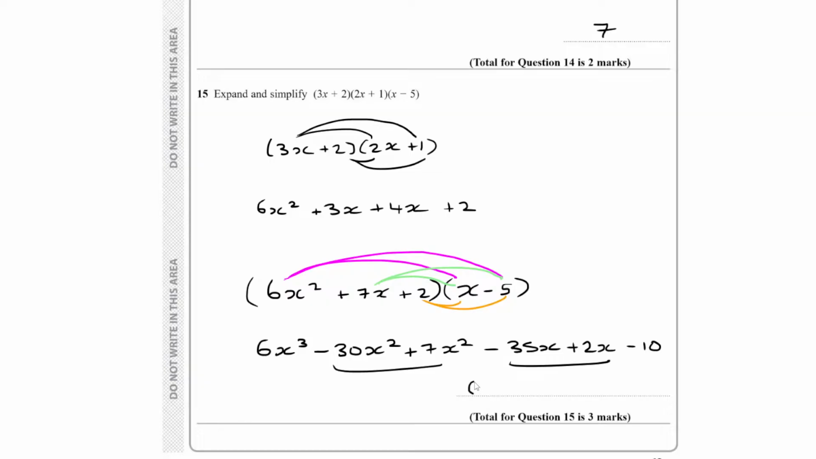So now also we can just add these. So 6x cubed minus 23x squared minus 33x minus 10. You can see you've got 4 terms at the end. Okay, so that's 3 marks. That's, I think, quite a nice one, isn't it, that one?